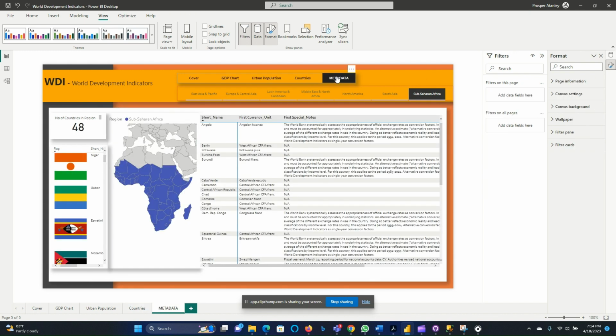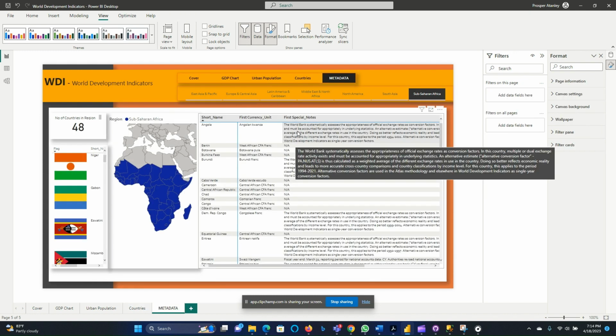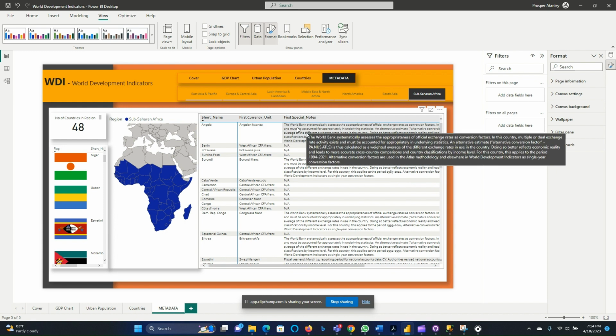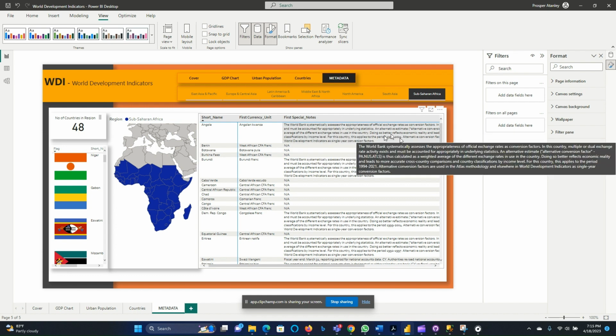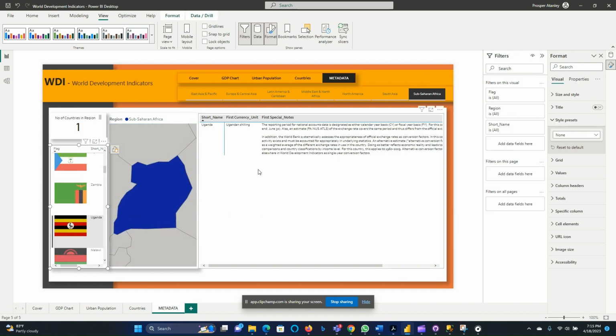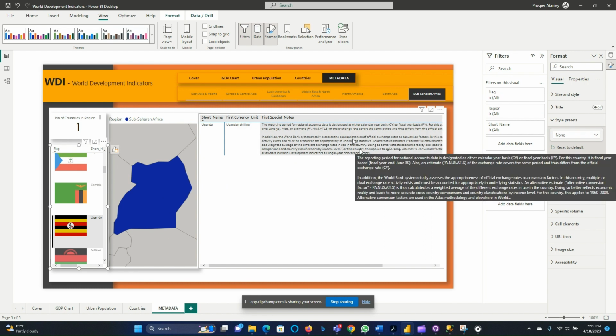Then we move to the metadata here. This is basically about the currencies of the country and how the World Bank measures its data, because the data is sourced from the World Bank, and how they came about the calculation of the economic growth here. So just move here and you choose one country. Let me see. Here, Angola. This is Uganda, then the shilling. Then this is the metadata of how the World Bank came up with the data.